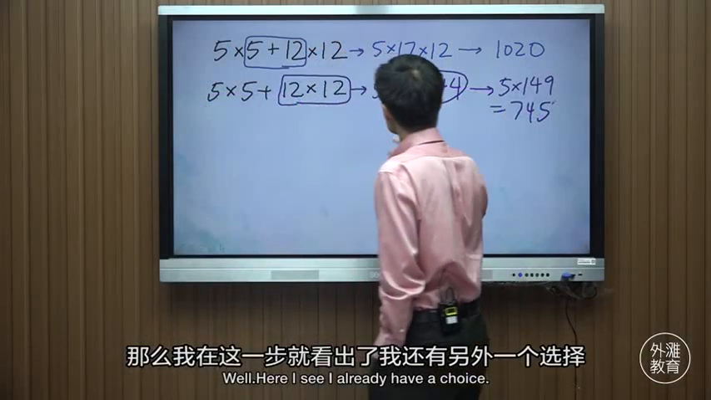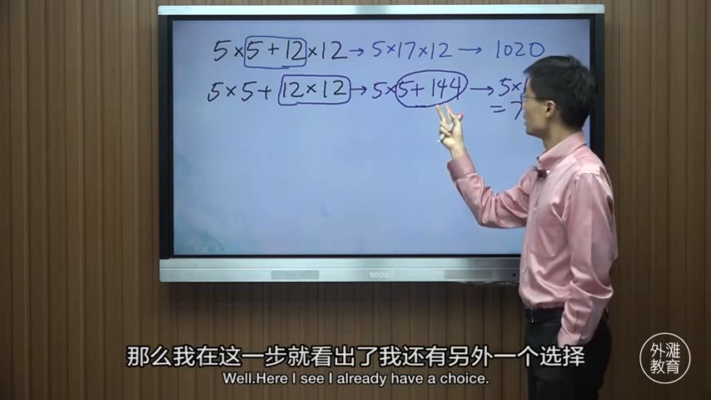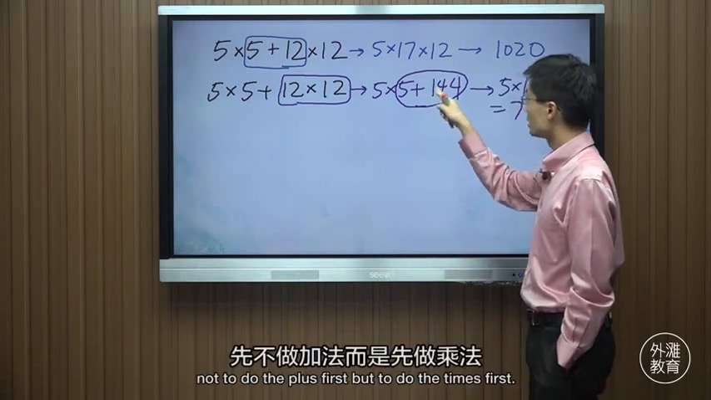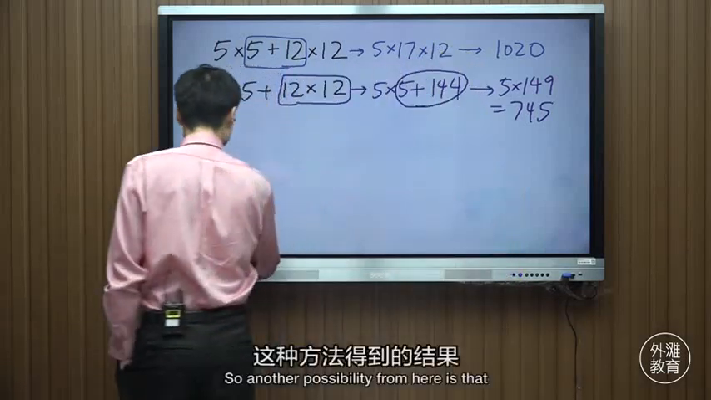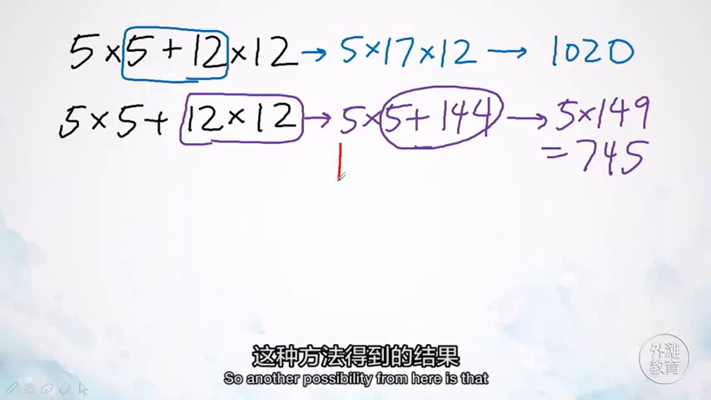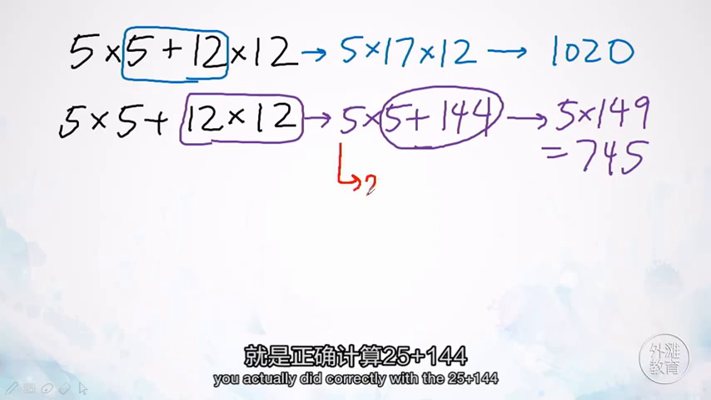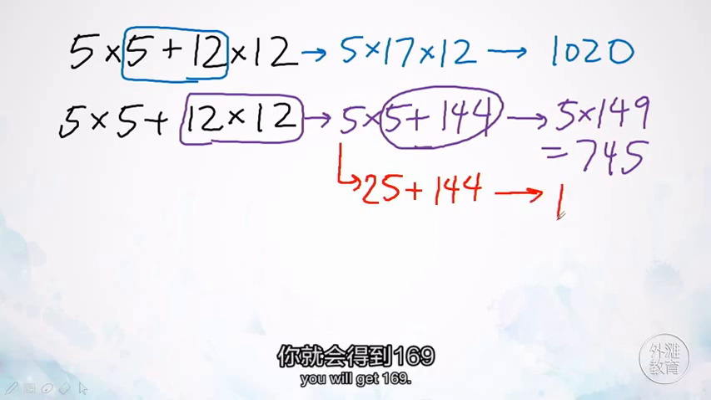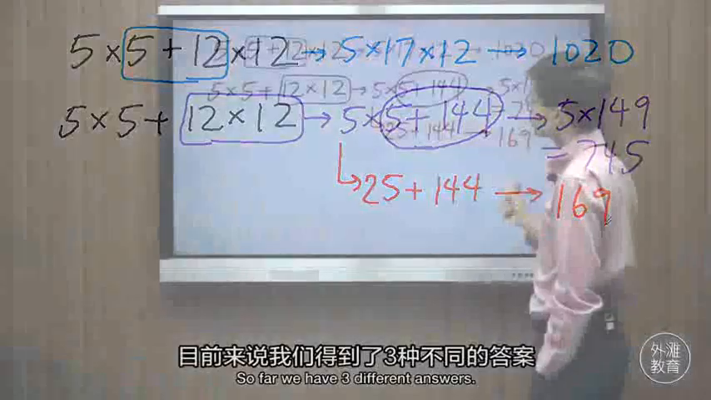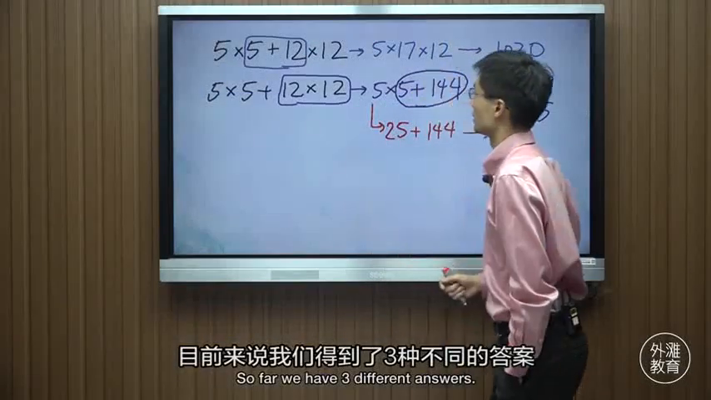Well, here I see I already have a choice. So another possibility here is not to do the plus first, but to do the times first. So another possibility from here is that you actually did it correctly with the 25 plus the 144. And if you do this, 25 plus 144, if you add those together, you will get 169. So far, we have 3 different answers.